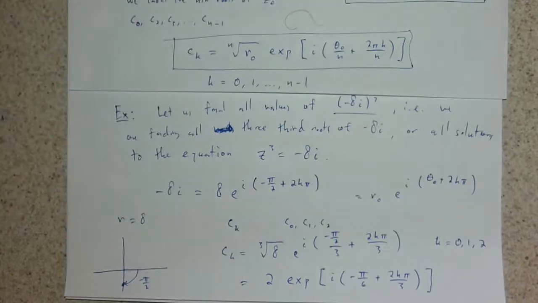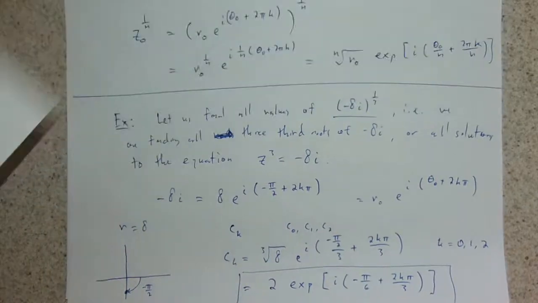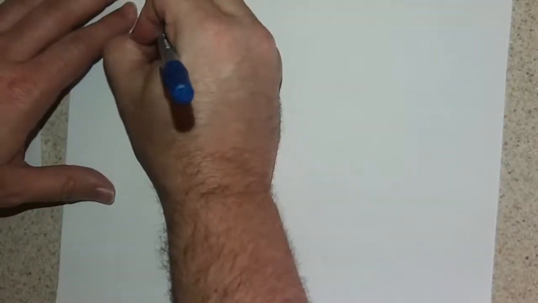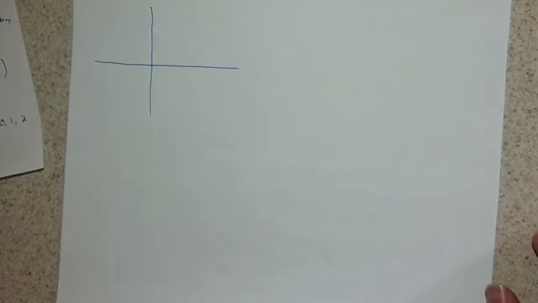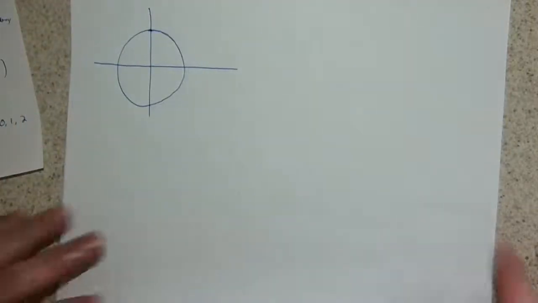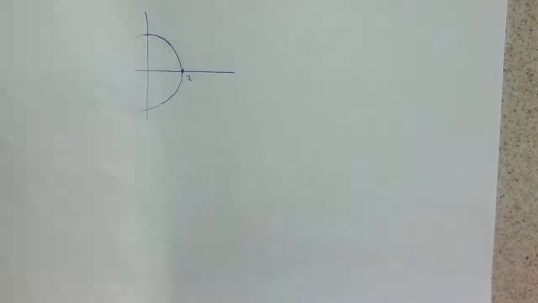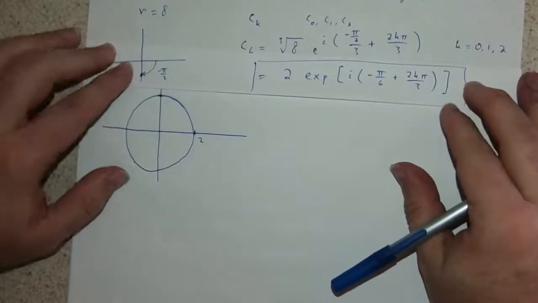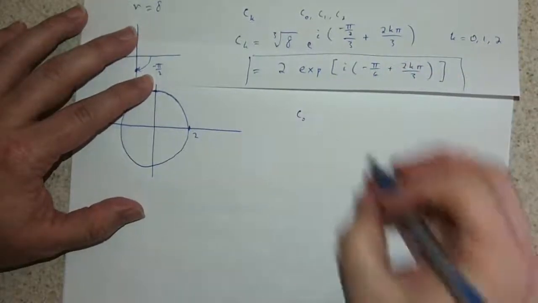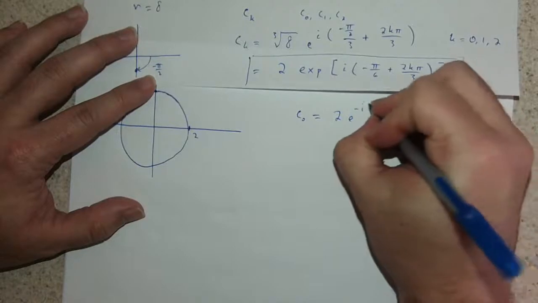Okay. All right. So what do these look like? Well, let's actually draw some of them. Okay, so these are going to be arranged around a circle of radius 2, centered at the origin. Okay, so let's draw my circle of radius 2. It's a really bad circle. Okay, so here's my circle of radius 2. All right, so then let's actually write out what these c's are. So c naught, the principal root, is going to be 2 times e to the minus i pi over 6.